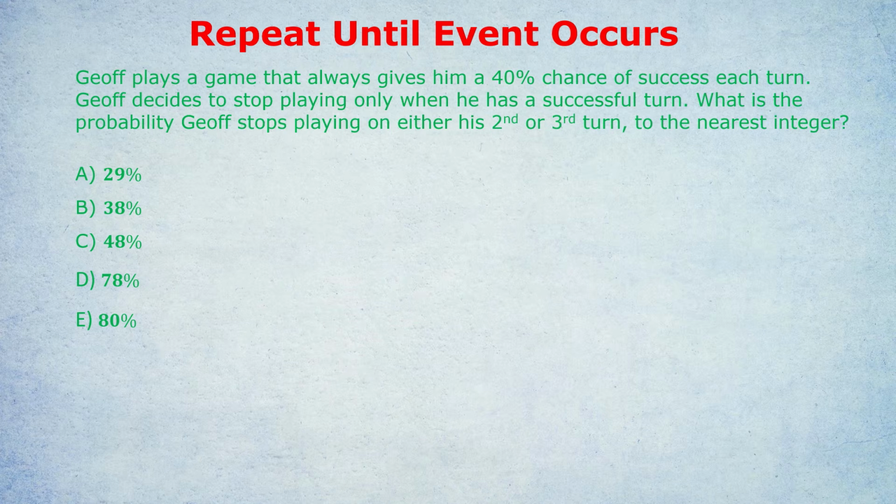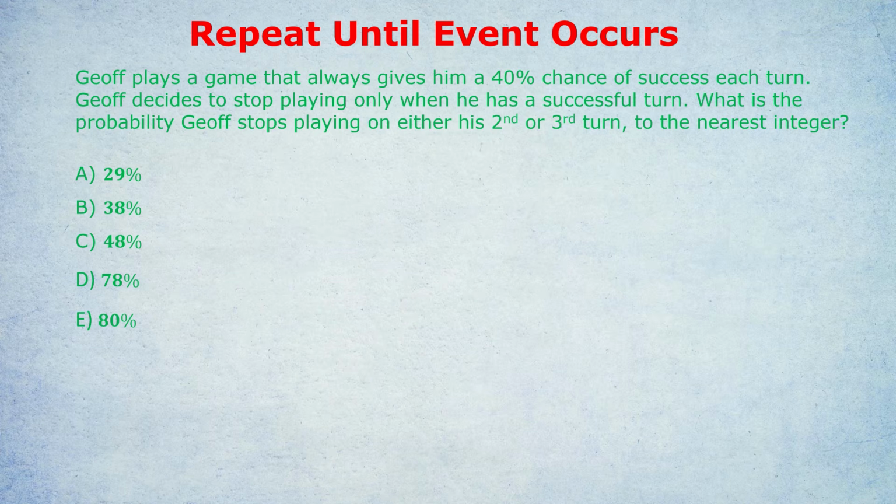Jeff plays a game that always gives him a 40% chance of success each turn. Jeff decides to stop playing only when he has a successful turn. He's going to keep going until he gets success. What is the probability that Jeff stops playing on either his second or third turn to the nearest integer?